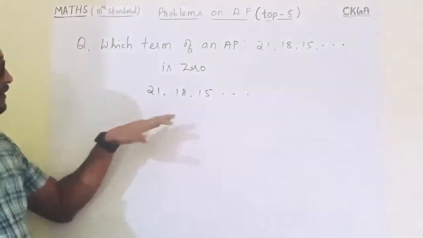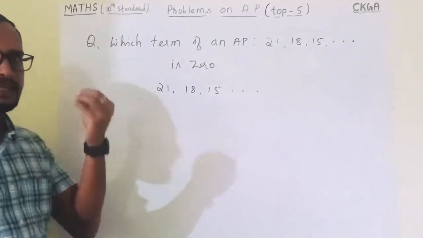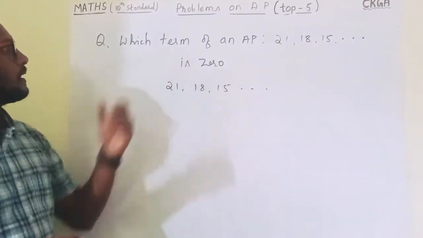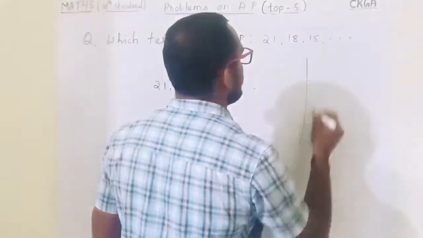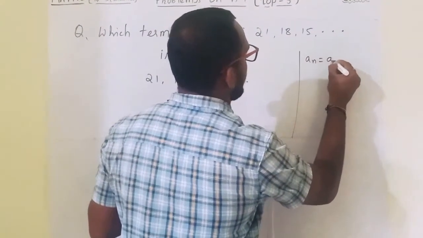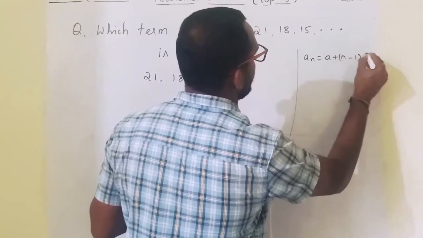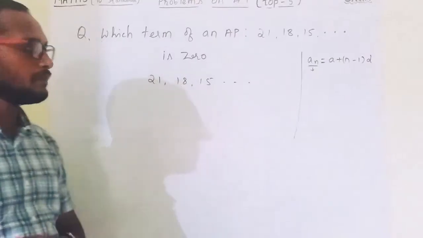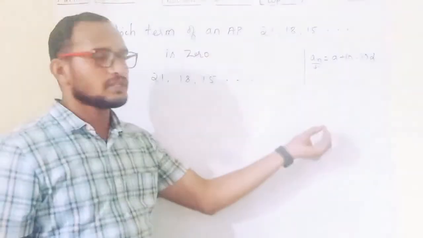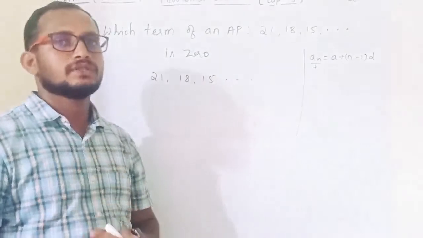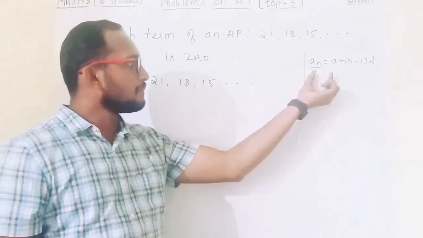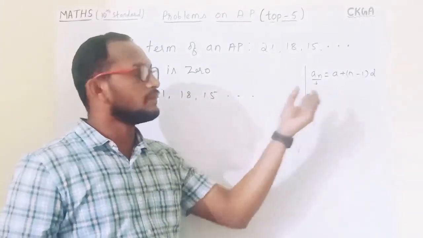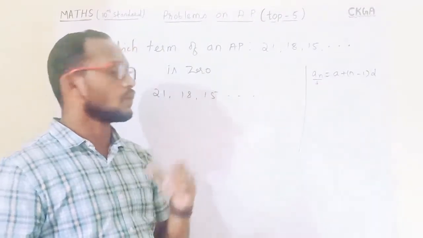Before I solve this problem, let us recall some important points under AP. As you know, the An of an AP is a plus n minus 1 into d. This An is the nth term. It is a variable, and you can find the position, the number of terms, by using that one. Many applications we already studied. I'm using one of the concepts in An to solve this problem.